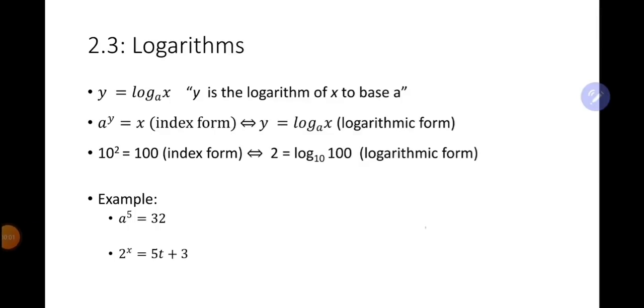Hai, selamat sejahtera guys. Hari ini kita sambung lagi on logarithm and solving equations related to index. Kita mula dulu dengan definition of log ya.